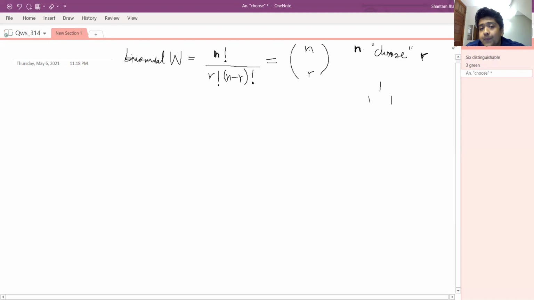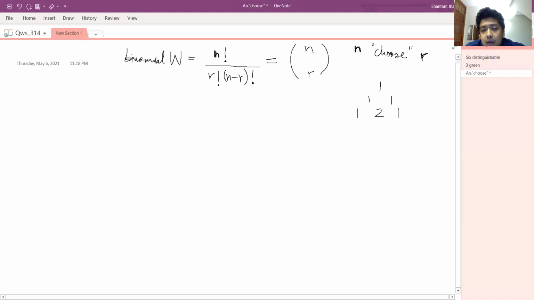Now n equals 2. I've got 3 options: 2 choose 0, 2 choose 1, and 2 choose 2. 2 choose 0 is 1. 2 choose 1 is 2 factorial over 1 factorial times 1 factorial, that gives me 2. And 2 choose 2 is 1 again. This definitely looks like the Pascal's triangle, doesn't it? Now let's quickly do n equals 3, and then we'll be done.